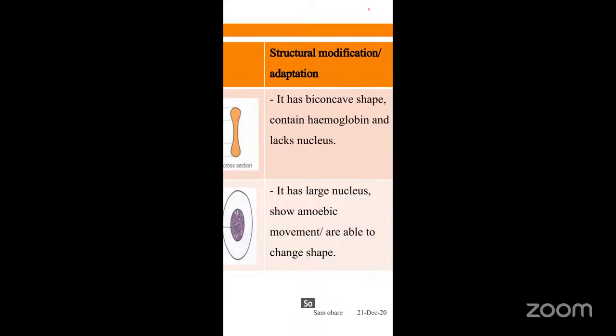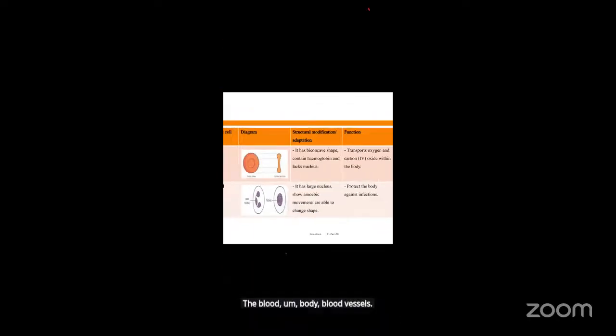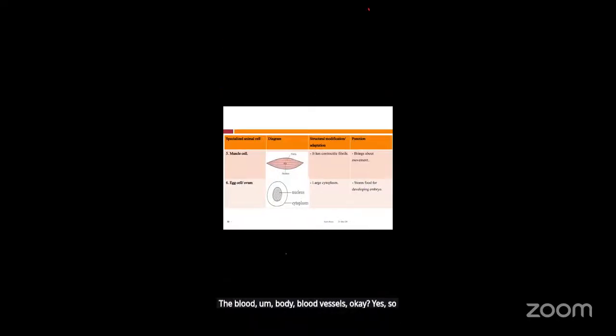So the adaptations of the white blood cells: a large nucleus, so that they can kill and engulf disease-causing microorganisms, and they are able to change shape so that they can fit in the body's blood vessels. Okay. Yes, so those are specialized cells in animals.